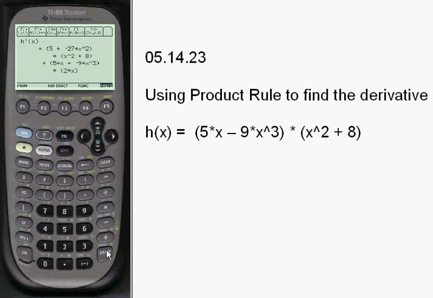We multiply using the FOIL method. Remember the first, the outside, the inside, and the last. That's what we're doing here. Notice the first is 5 times x squared. Here's 5x squared. And the outside is minus 27 times 8, and so on. So we're using that FOIL method to multiply those functions together.